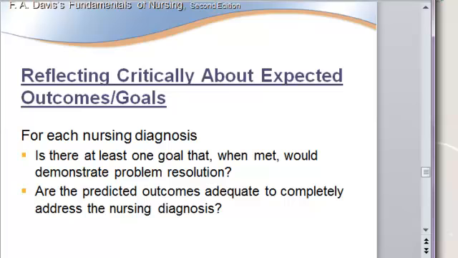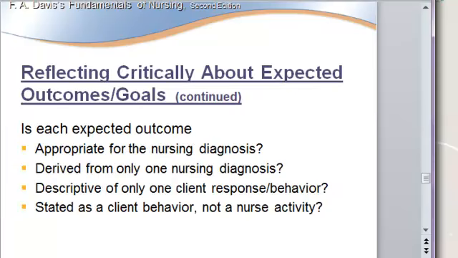So when we reflect critically about expected outcomes or goals for each nursing diagnosis, we have to ask ourselves, is there at least one goal that when met would demonstrate problem resolution? And are the predicted outcomes adequate to completely address the nursing diagnosis? Those are things you can ask yourself as you view your patient and as you talk to your patient, because the goals are not just your goals, they're the patient goals, they're the family goals. So we have to incorporate them as we go through our planning stage, as well as all stages of the nursing process.